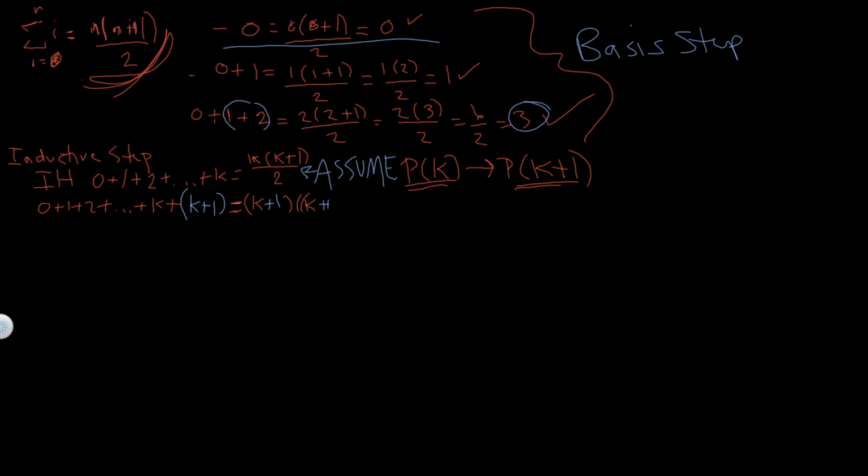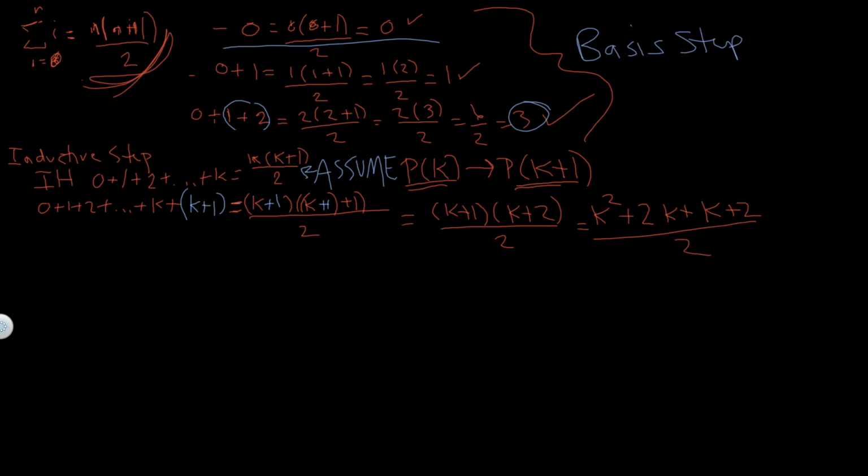And let's not forget to keep our original 1, so k plus 1 plus 1. And then I'm going to divide that by 2. So to simplify this a little bit, it'll be k plus 1 times k plus 2 over 2. And then if I FOIL this out, it's k squared plus 2k plus k plus 2 all over 2. All right, and then of course I can combine the 2k and the k equals 3k, and that's what that looks like. So this is the right-hand side of our equation here.